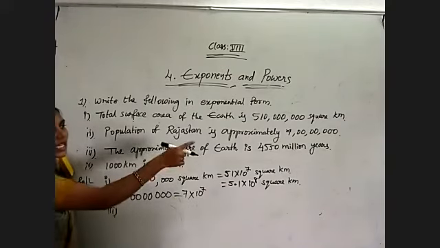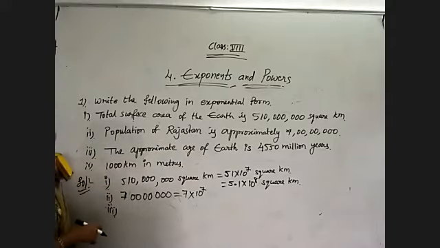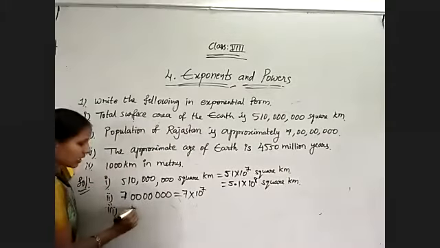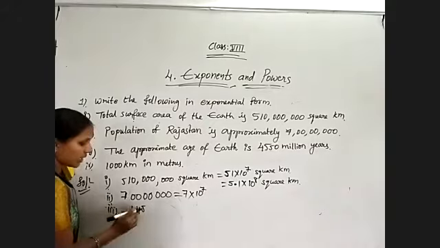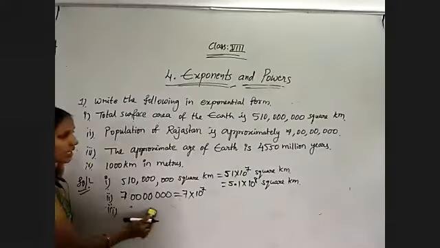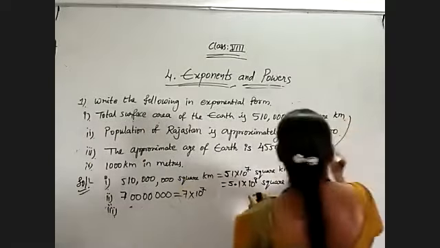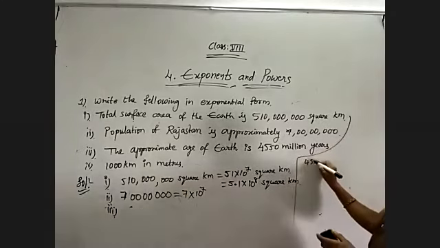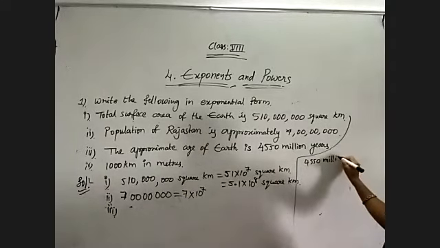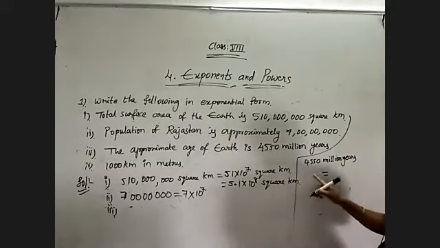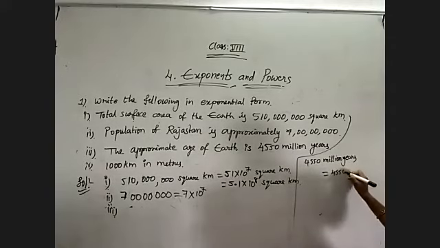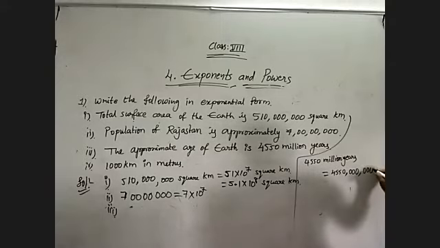Approximate age of Earth is 4,550 million years. Actually, that value they did not give completely, so we must write the value of 4,550 million years. 4,550 millions, it is the international system, so thousands are 3 zeros and millions also 3 zeros. 4,550 million years.